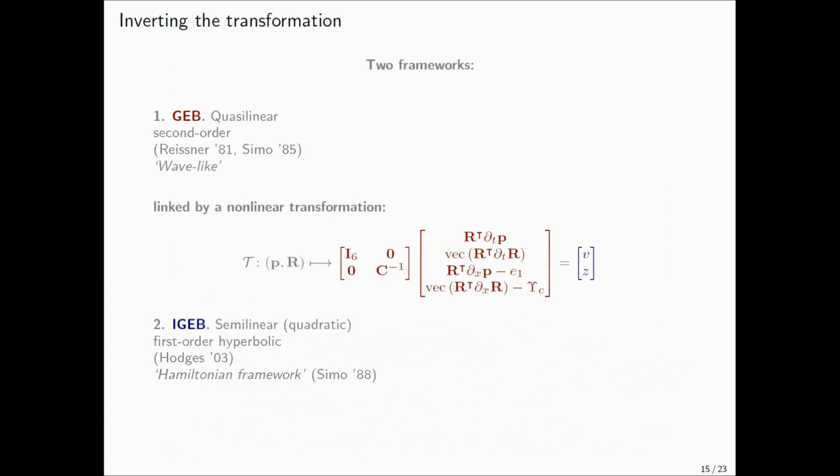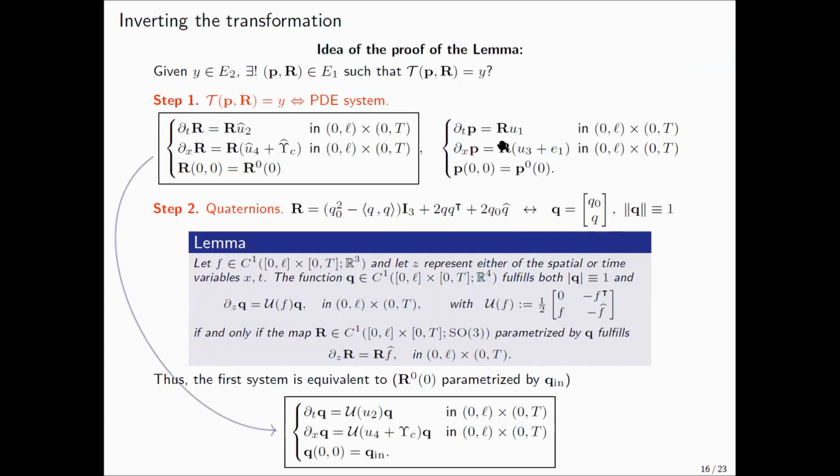So now, how to prove this lemma, that the transformation T is bijective. We want to show that if we have any element Y in E2, we can find a unique PR in E1 such that T of PR is equal to Y. But T of PR is equal to Y is this equality here in blue and red. And if you move things a bit, you can also write it as a system of linear PDEs, these two systems for P and R which are coupled.